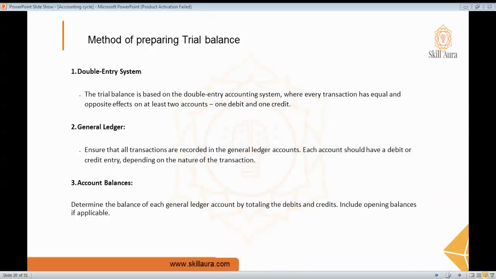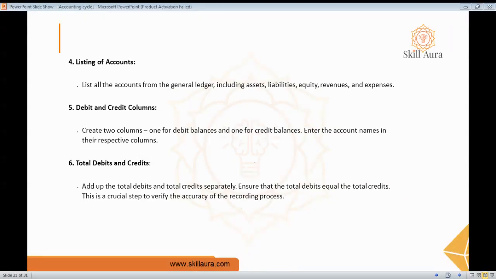The next one is account balance. Here, you determine the balance of each journal or ledger account by totaling the debit and credit. It includes the opening balance and, if applicable, the closing balance also. The next one is listing of accounts. Here, you list all the accounts from the journal ledger, including assets, liability, equity, revenue, and expenses.